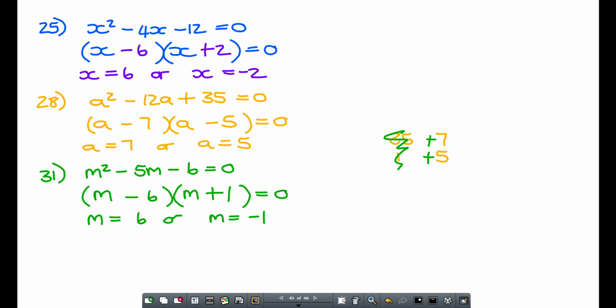Okay, but if I used positive 7 plus 5, my answer would be positive 12. And what do we have here? Minus 12. So that's why I knew it must be minus 7 minus 5, because minus 7 minus 5 is going to give me minus 12. Okay. Are you fine with that? Okay. Anyone else?